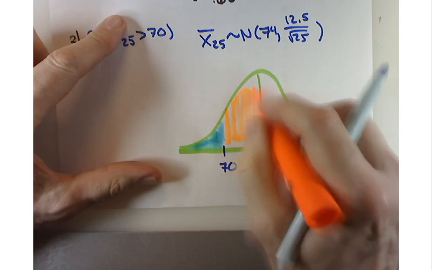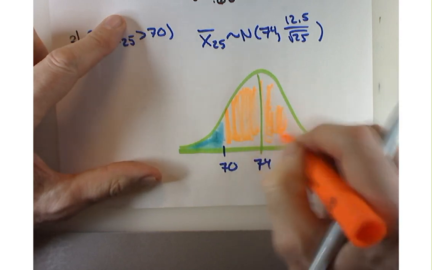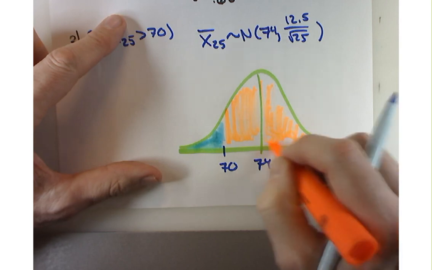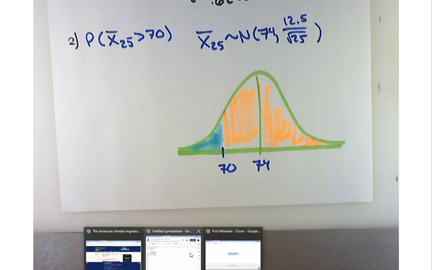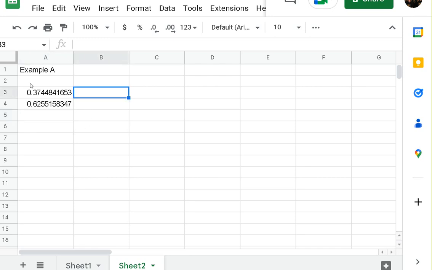Basically, it's the same calculation that we just did. It's just that this time we've got a different standard deviation. So let's go back and look at that. So this is part 1. And let's do part 2.